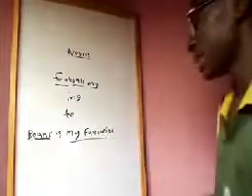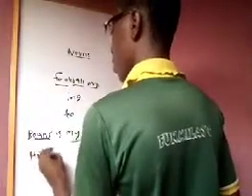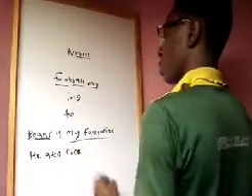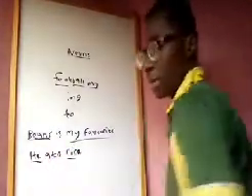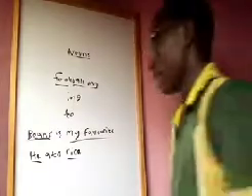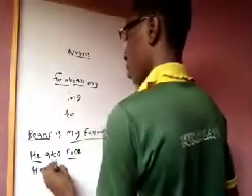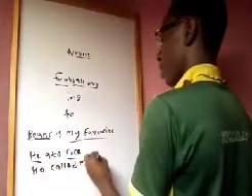So for example, in this sentence, if I say he ate rice, this he is the subject of the sentence, and this rice is the object of the sentence. Now, if I say he called me a fool.